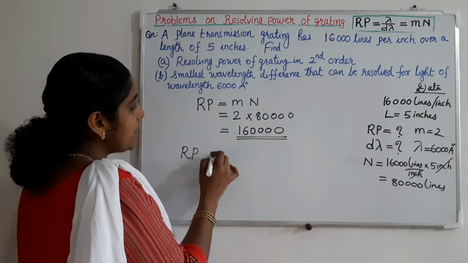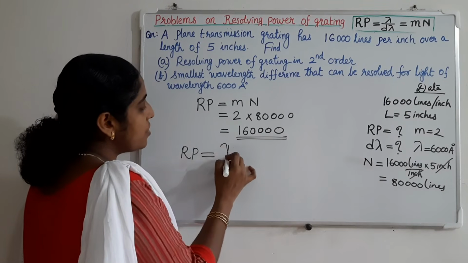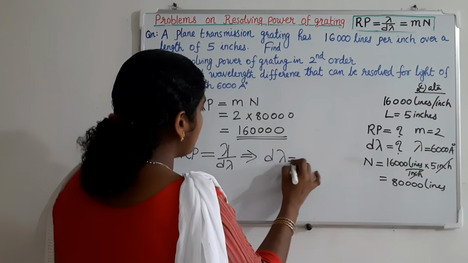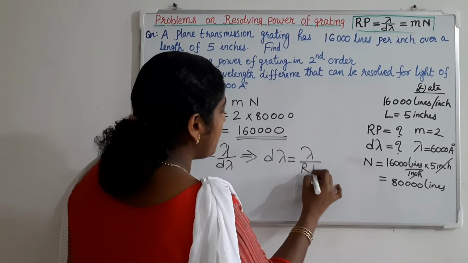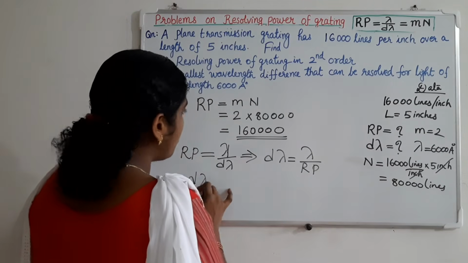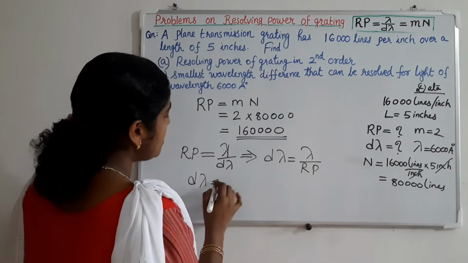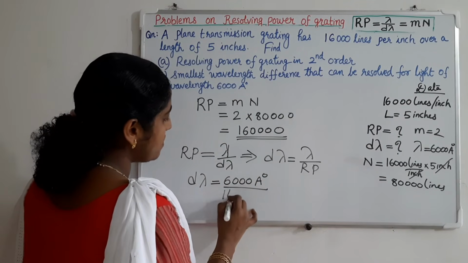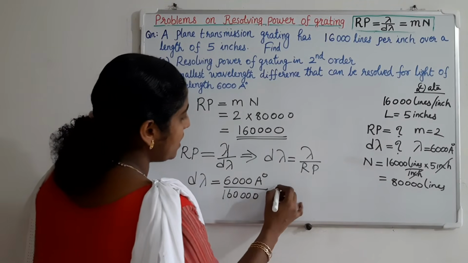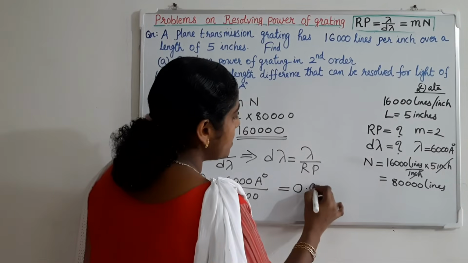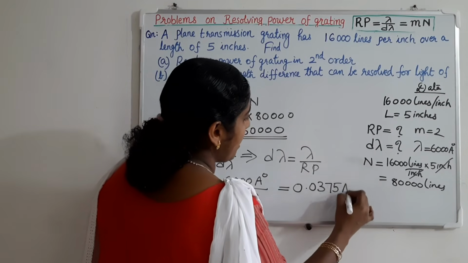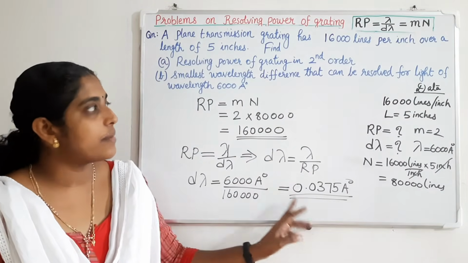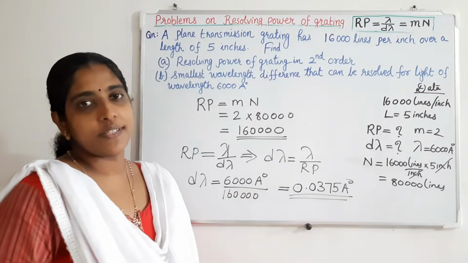Second, we have to find out the smallest wavelength difference d lambda. That we can find out from the expression resolving power is equal to lambda by d lambda. From this expression, d lambda is equal to lambda by resolving power. So d lambda is equal to lambda, that is 6000 angstrom, divided by resolving power, 160,000. So on calculating we will get it as 0.0375 angstrom. So this is the smallest wavelength difference that can be resolved for the wavelength in the range of 6000 angstrom.